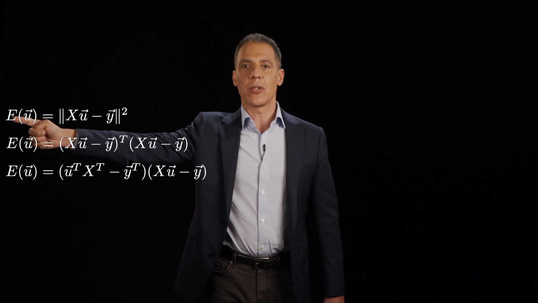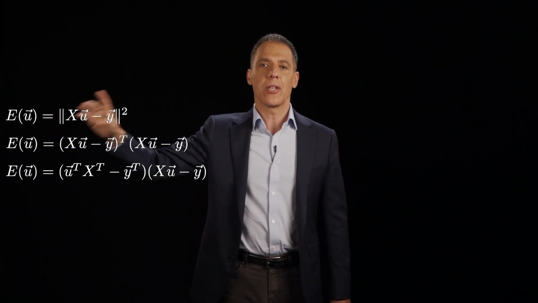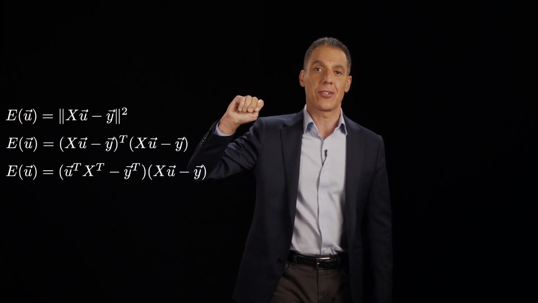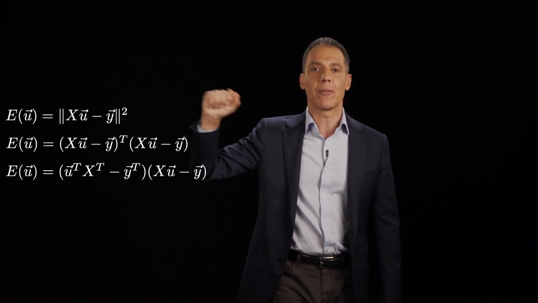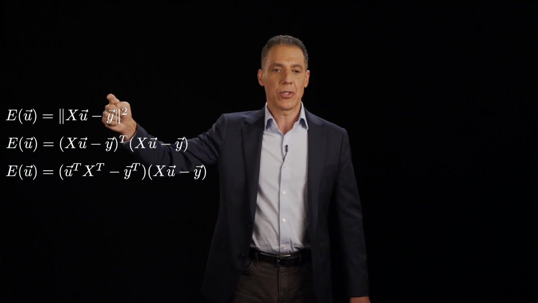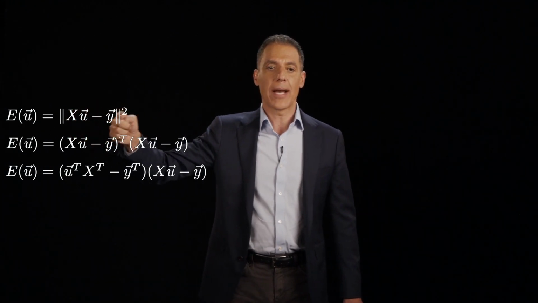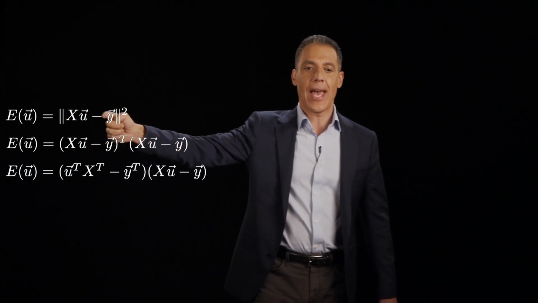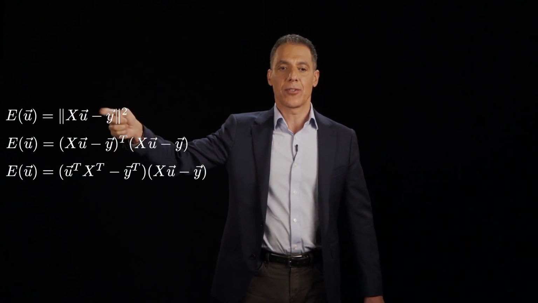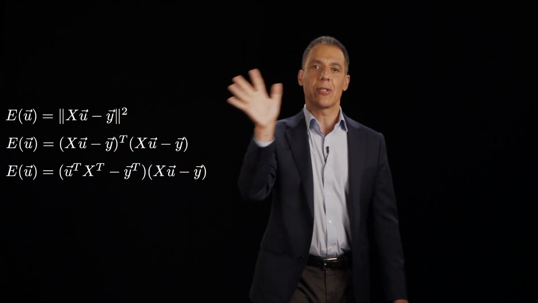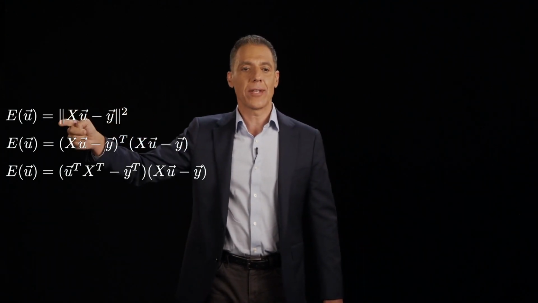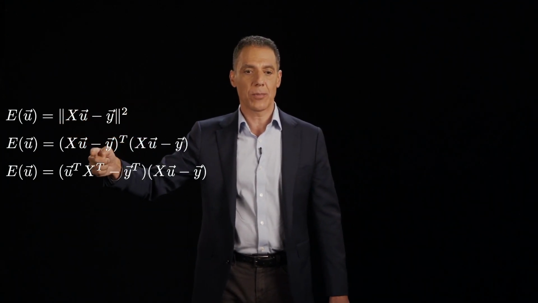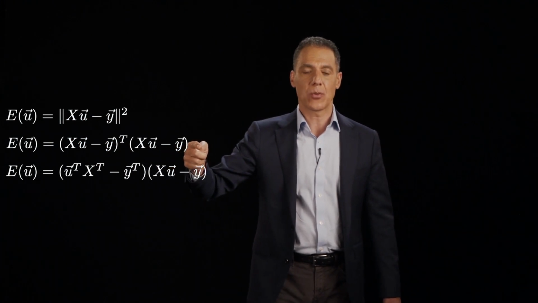So this is the familiar quadratic error function, E of u. U, of course, is slope and intercept in this line fitting example, or it's the a, b, and c terms for the fitting of a parabola, and it is equal to the vector norm of Xu minus y. Remember what this is: Xu minus y is a vector. This vector norm squared is the same as taking the transpose of the vector times itself. So let's write that out. Xu minus y transpose times Xu minus y.